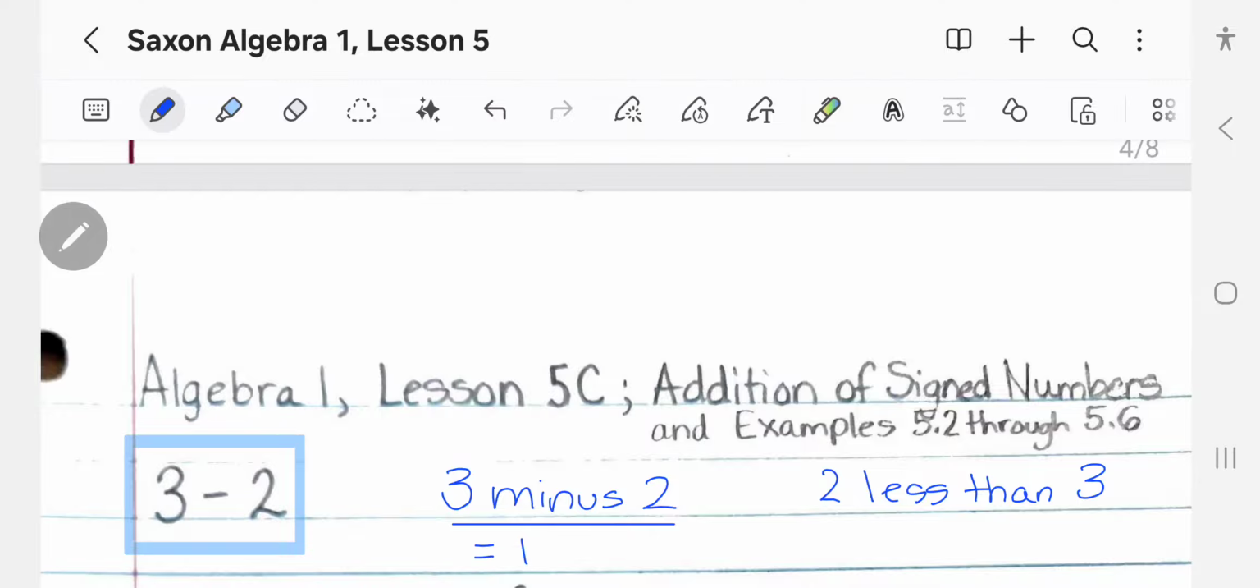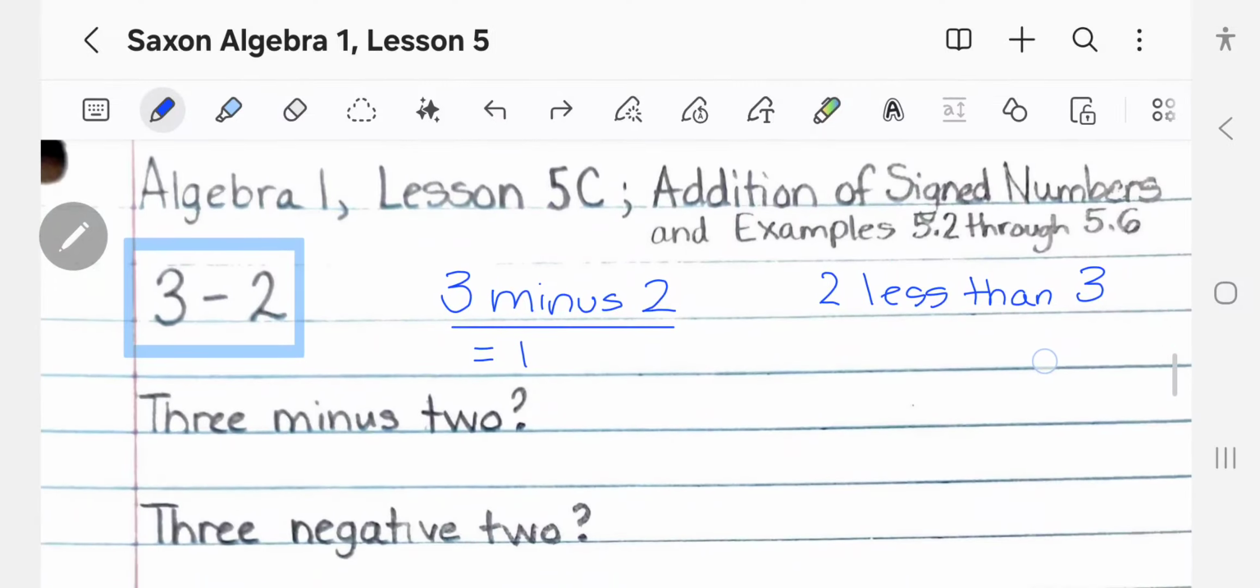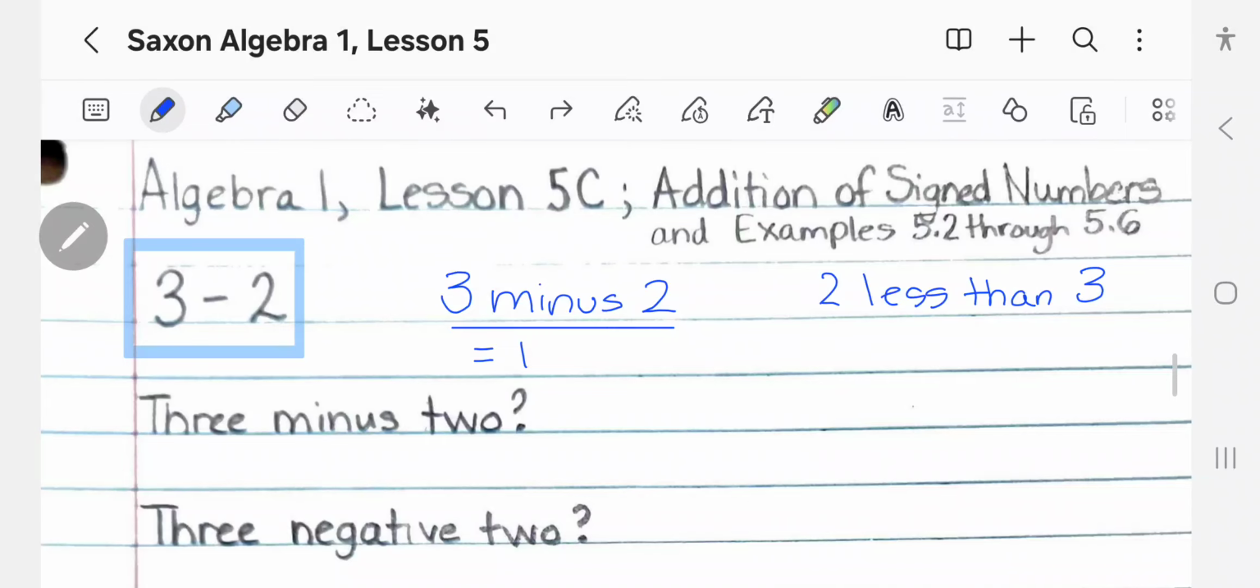But after you've been doing some positive and negative numbers, you may be like, well, how am I supposed to know if this symbol is a minus or if it's a negative? Well, in algebra, we treat it a lot of the time like it's a negative, even in this situation. So we said it's 3 minus 2, but some people may say, well, is that 3 negative 2? We're going to talk about something in this video called algebraic addition.